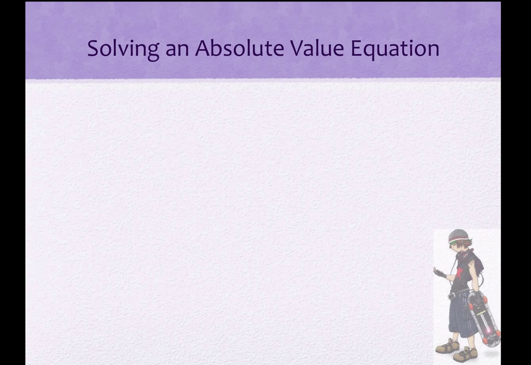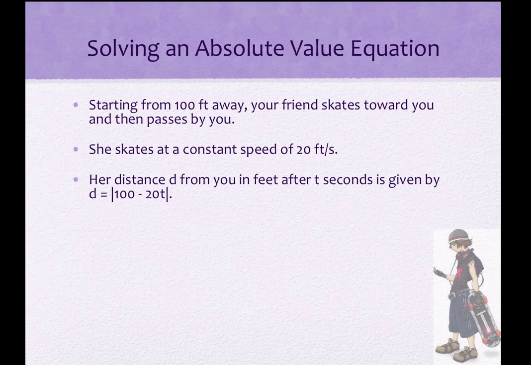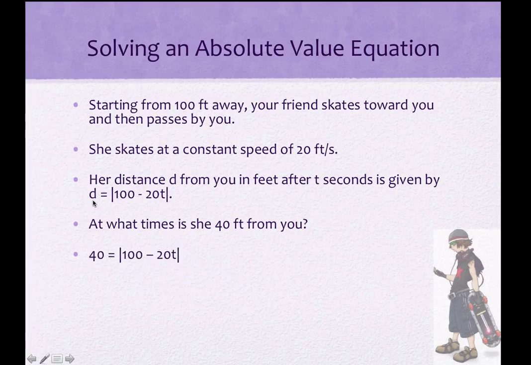Sometimes we have a situation like we just had. Here we're starting from 100 feet away. Your friend skates towards you and then passes you by, skating at 20 feet per second. Her distance would be given by the absolute value of 100 minus 20t. The question wants to know at what times is she 40 feet from you. So we could substitute 40 in for d, and when we do that we get 40 equals the absolute value of 100 minus 20t.